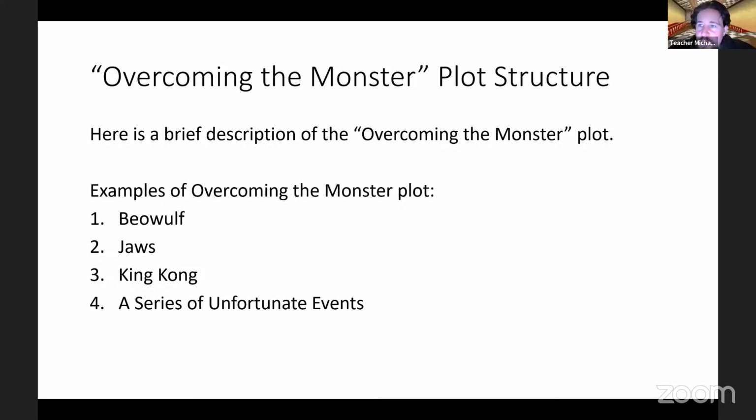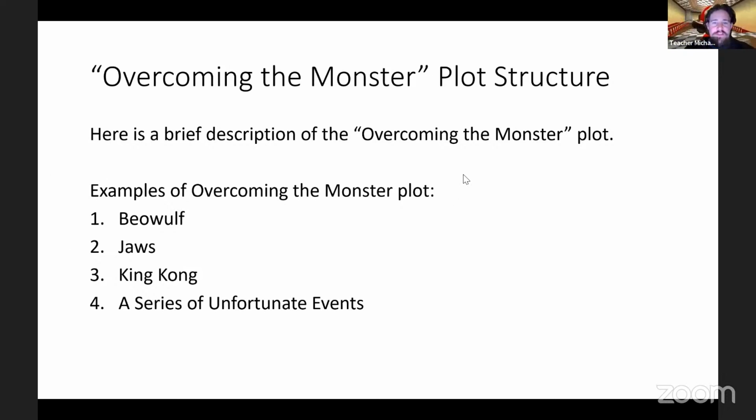So the first word is protagonist. And the protagonist of any story is the main character, or who we would probably look at as the good guy. And the antagonist is the main character's nemesis or enemy. This is the person that we might look at as the bad guy.